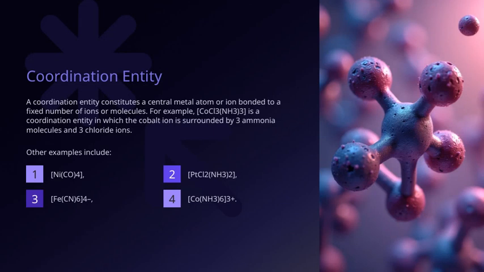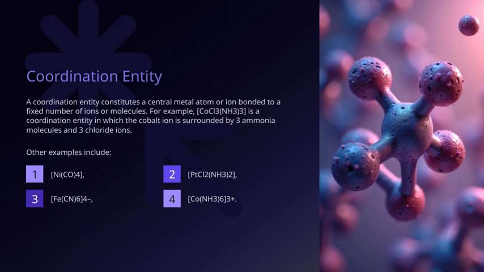Let's take a closer look at some examples of coordination entities. For instance, [Co(NH3)6]3+ is a classic example where a cobalt ion is surrounded by 6 ammonia molecules. Similarly, PtCl2(NH3)2 features a platinum center bonded to 2 chloride ions and 2 ammonia molecules. Then we have [Fe(CN)6], where an iron ion is coordinated to 6 cyanide ligands. And don't forget about Ni(CO)4, a molecule where nickel is bonded to 4 carbon monoxide ligands, forming a tetrahedral structure.